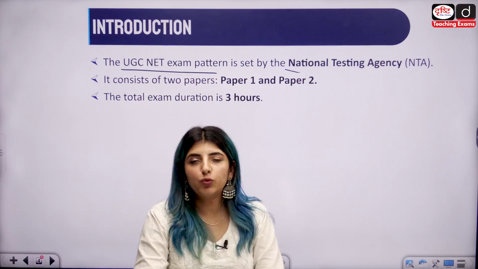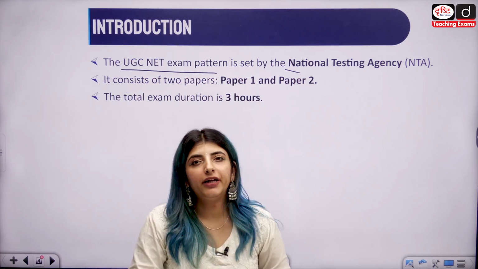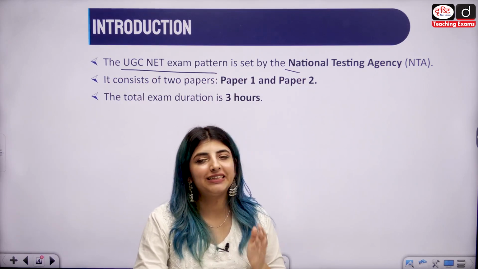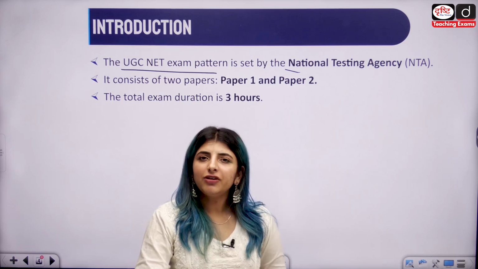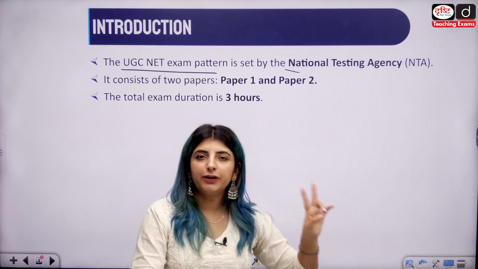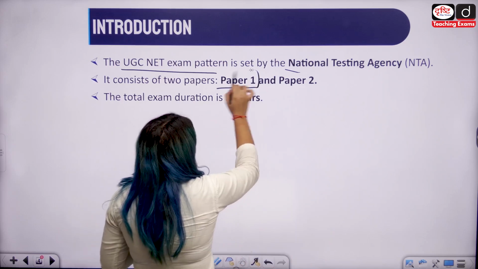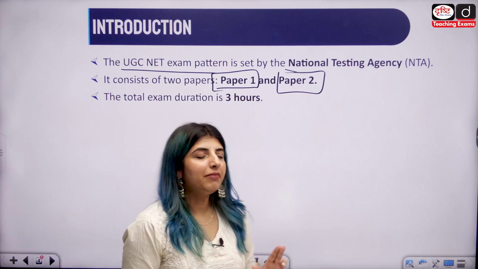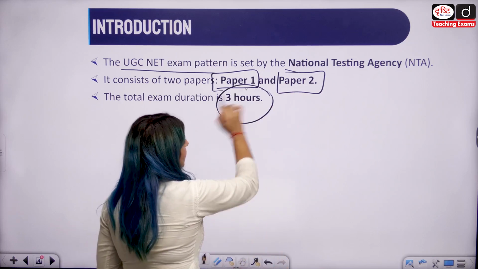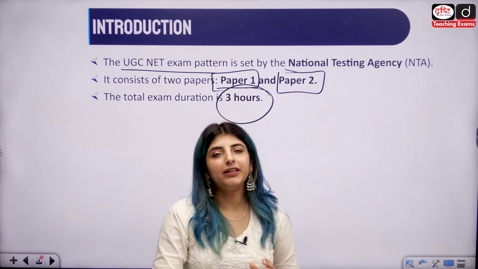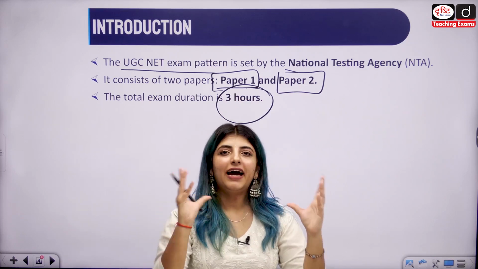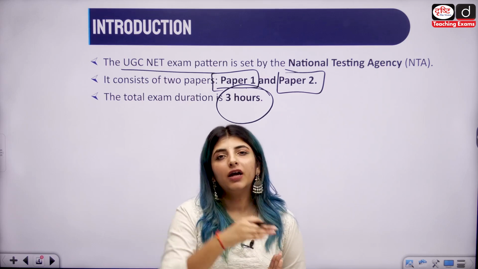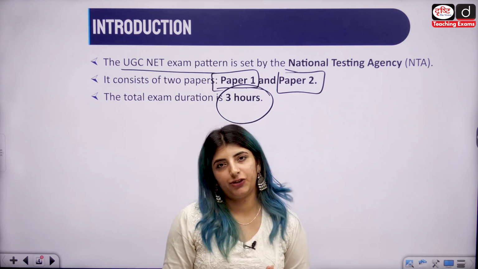Now NTA is the governing body which conducts this particular examination, which is known as UGC-NET. Correct? The examination happens in two papers, paper 1 and paper 2. The time duration for the same is 3 hours. So the entire duration window for you would be 3 hours in which you'll have to complete the number of questions which are asked to you, right?